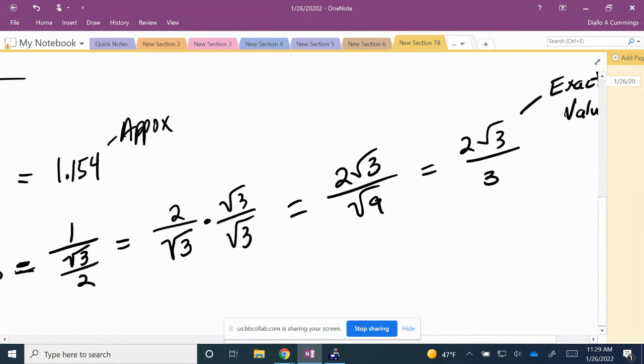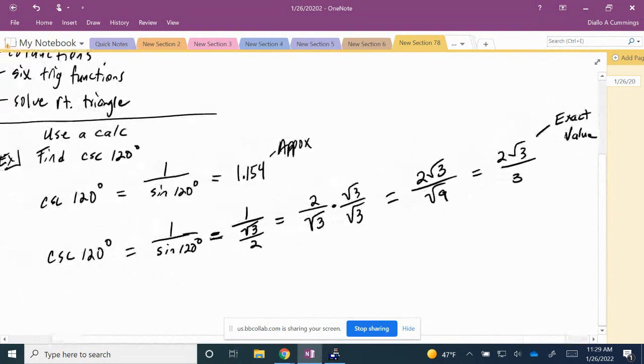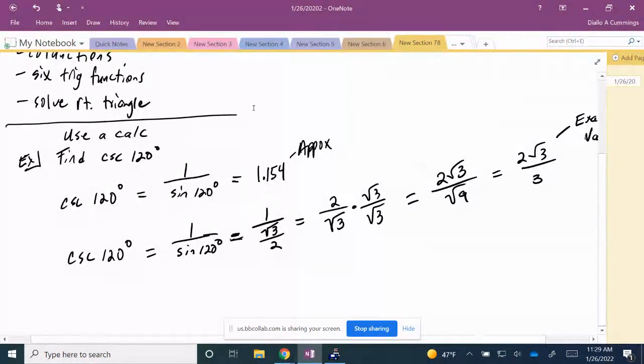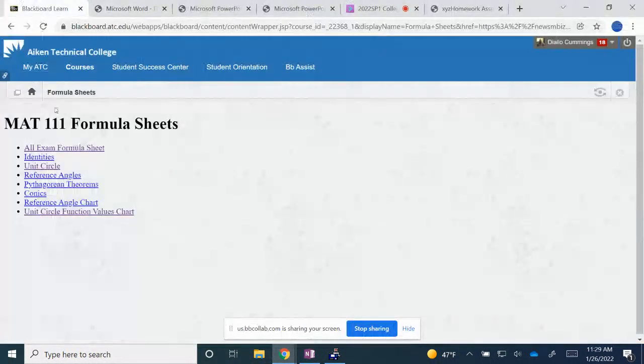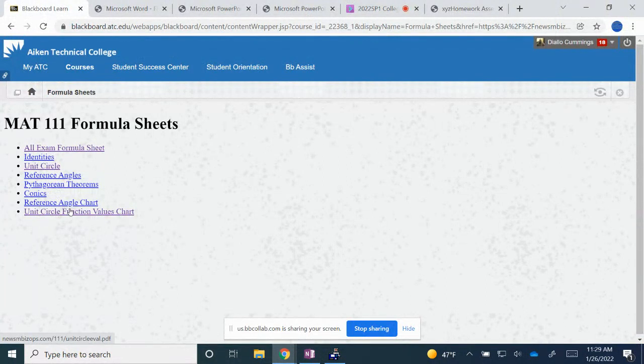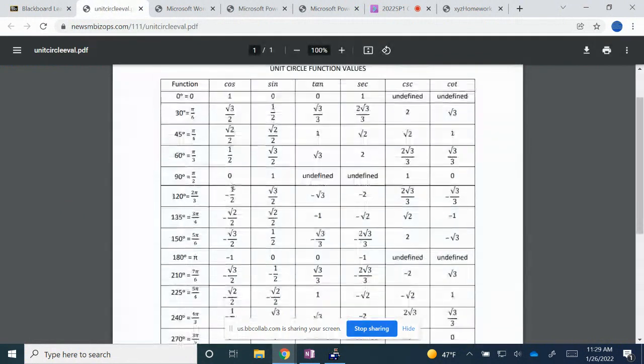Now, keep in mind, we can also find these values, okay, if we're dealing with a unit circle, we can find these values in this unit circle function values chart. Right. So if I were asked to find, let's say, the cosecant of 120 degrees, I could locate 120 degrees. I can find the column for the cosecant, and I have 2 square root of 3 divided by 3. So this table gives you the exact values.